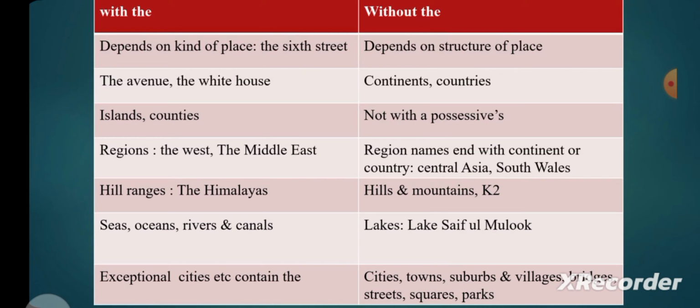Then for stations and airports, Merton College, as well as some shops and restaurants. Matilda's restaurant, we will not use the article the with them.